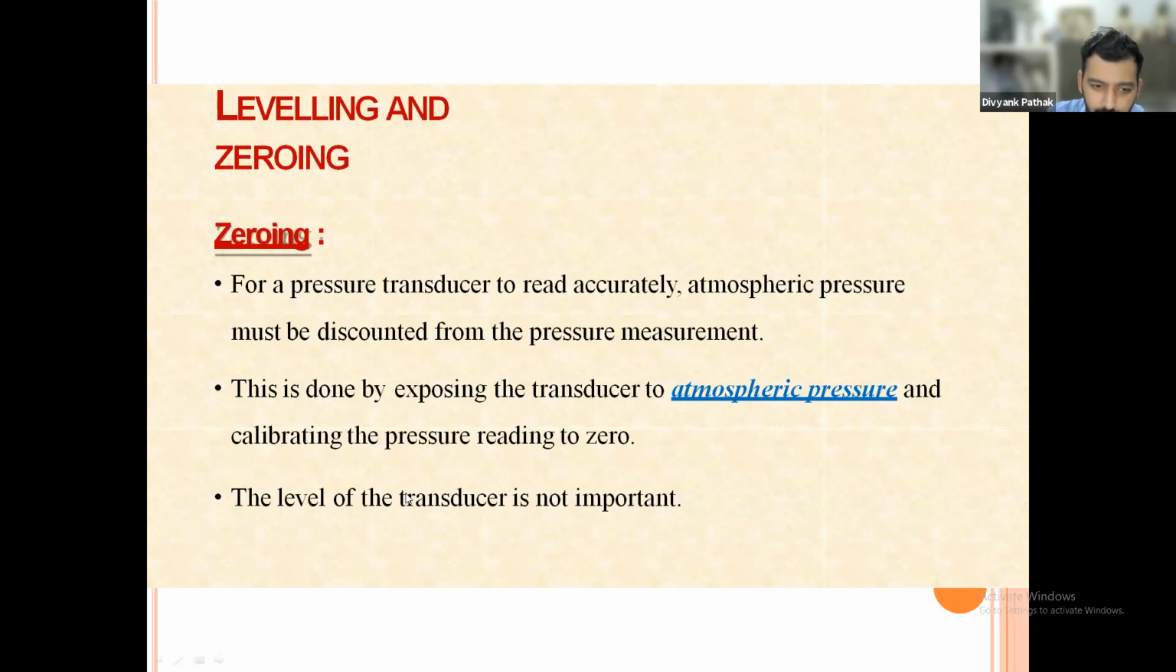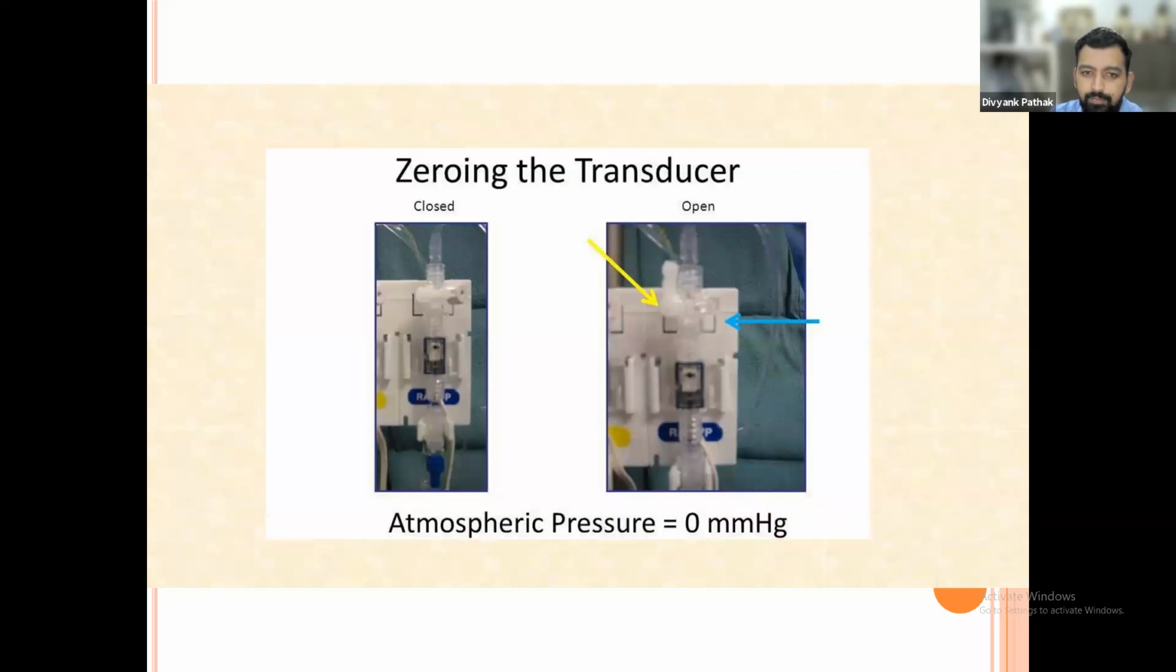Okay. The level of the transducer is not important at this point of time, but when it is zeroed, then we have to level it. Now, zeroing. Now you can see there is a three-way. Here at the transducer, one line is going towards the arterial system, and the other line is going towards the infusion pump. This is closed. Okay.